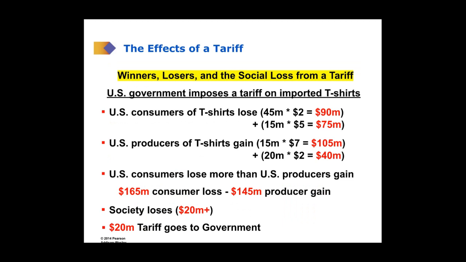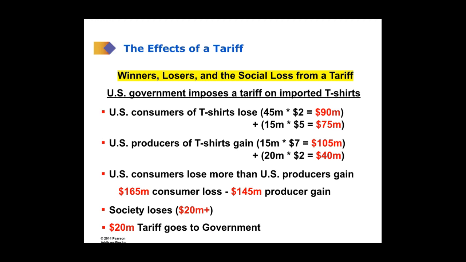We can see this from a numbers standpoint, that the consumers wind up losing $165 million in value. The producers gain $145 million in value, and so the net loss is $20 million. Now, it's true that $20 million will go to the government.